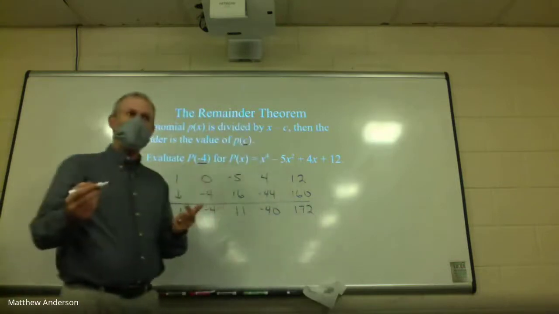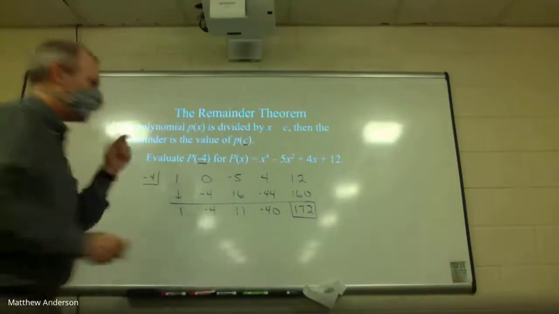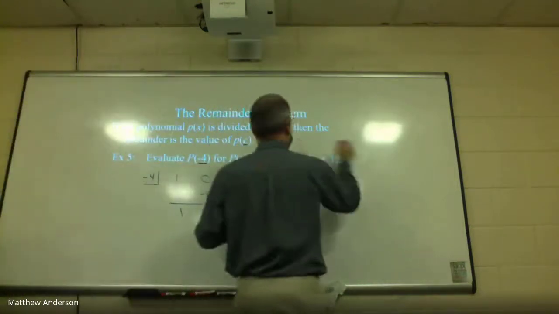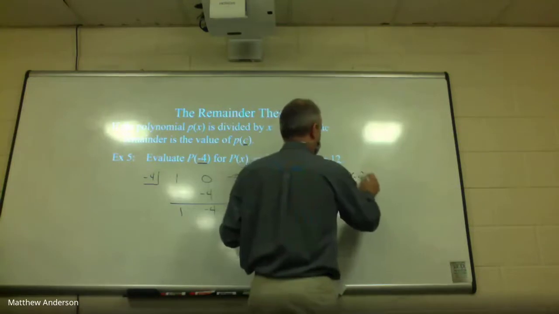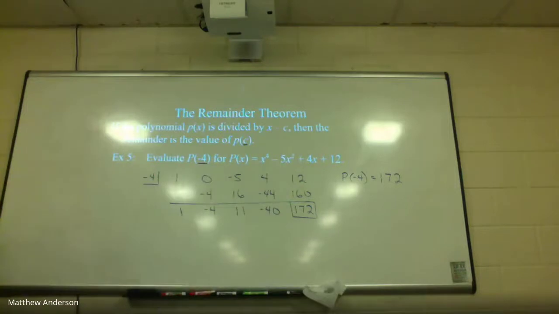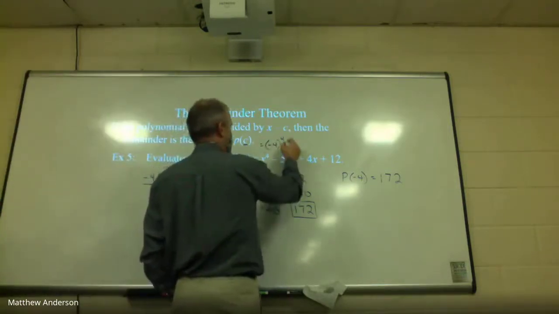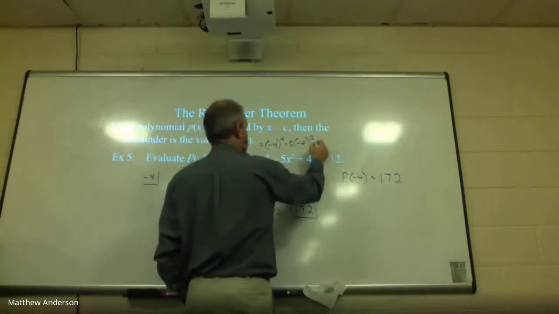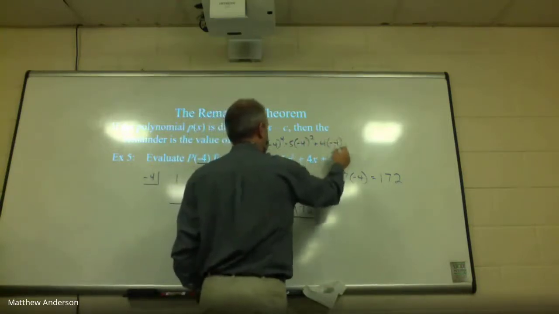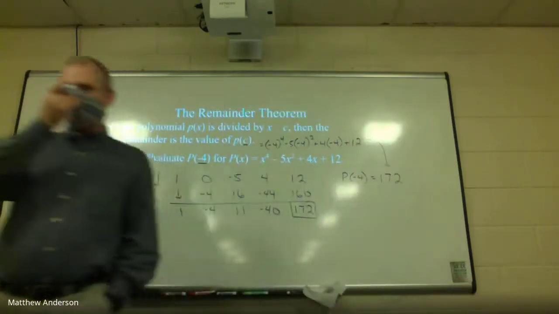Now, what's the important number here? The remainder, right? The remainder theorem is what we're talking about. So what we have just figured out is P of negative 4, if we plug that in and evaluated it, we would get 172. It means if we did negative 4 to the 4th power minus 5 times negative 4 squared plus 4 times negative 4 plus 12, if we did all that work, we would get 172.